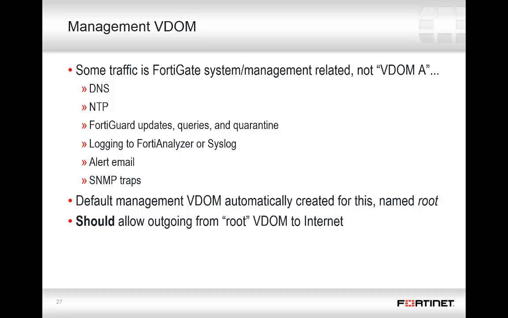When VDOMs are enabled, this means that a special VDOM named root must be automatically created so that the FortiGate has network interfaces that can continue to send and receive system-related packets. Similar to a FortiGate without VDOMs, the root VDOM usually should have outgoing internet access. Otherwise, features such as scheduled FortiGuard updates will fail.